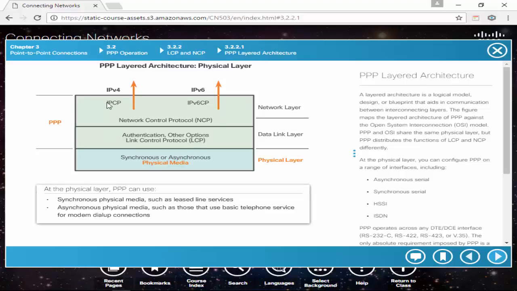So here's what the NCP is doing. LCP runs, and we're going to see a section on this pretty quick. LCP runs the authentication, checking the quality and doing all that, and then it hands it off to NCP, and NCP takes care of the top layer protocols.